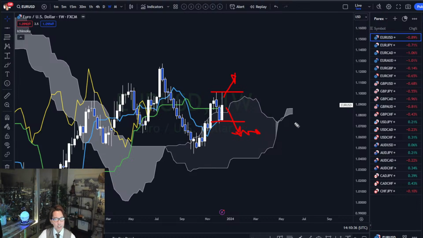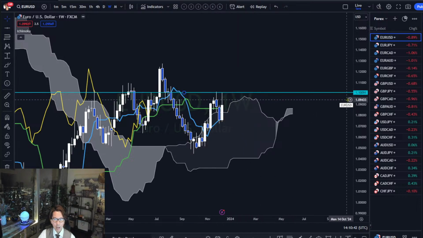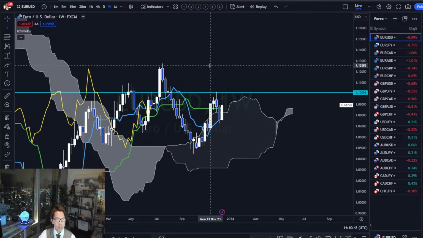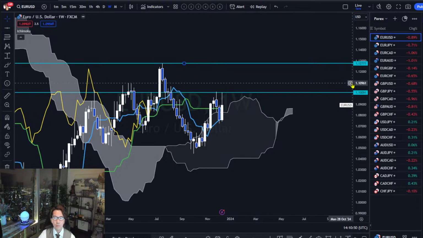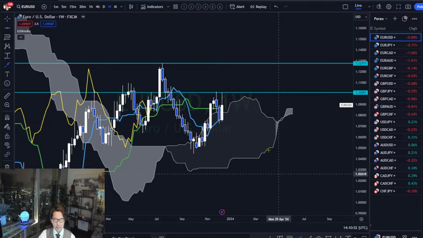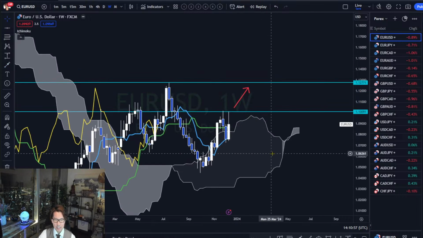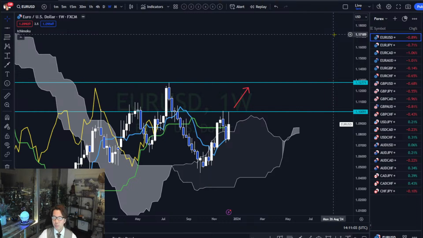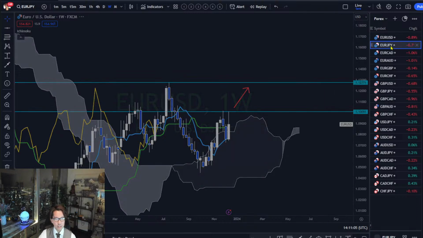So the only chance for me is to wait for the breakout of around 1.1, then buy. In that case, the target is going to be up here on 1.1277. So I will just keep my arrow up like this and monitor the chart this week. So we'll see. So that's Euro USD. And next is the Euro JPY.